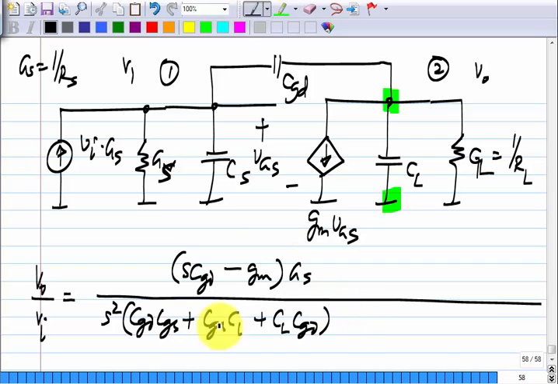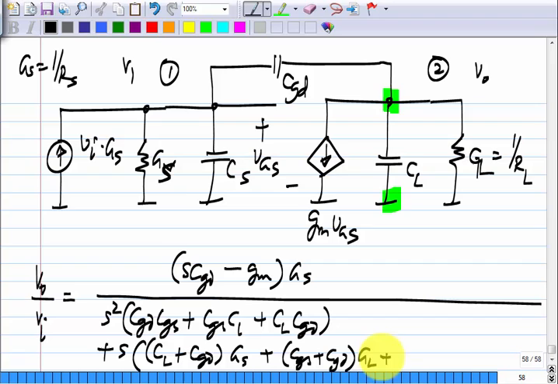Then what's the coefficient of S? CL plus CGD times GS, okay? CL plus CGD, GS, plus CGS plus CGD times GL, plus, there is no minus, plus CGD GM, that's all, plus GS GL. So this appears correct.